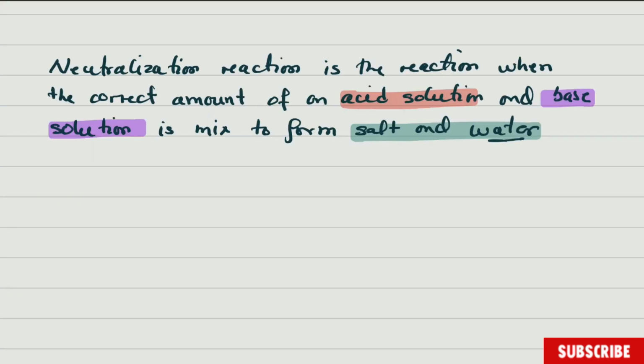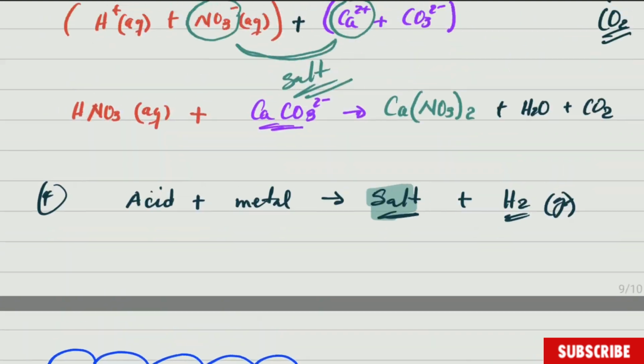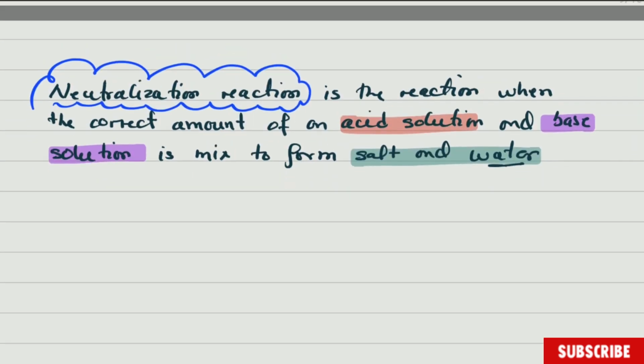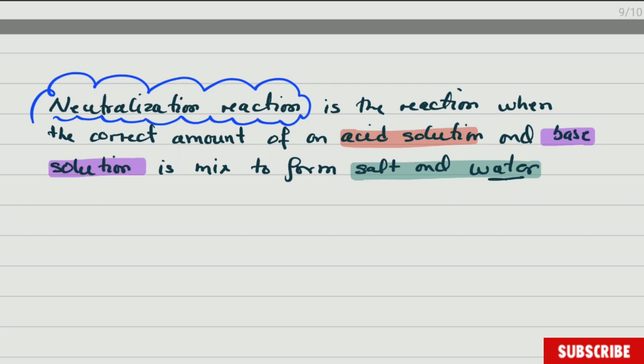Okay guys, so what is a neutralization reaction? This is everything we've been doing up until now, guys. All these are examples of neutralization reactions, all of them. So what is this? It's the reaction when the correct amount of an acid solution and a base solution is mixed to form salt and water. So in other words, in a neutralization reaction, an acid will react with a base to form salt and water.